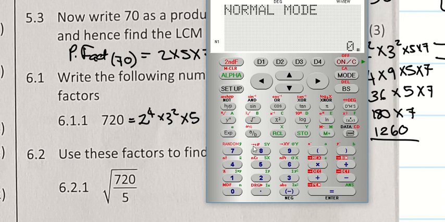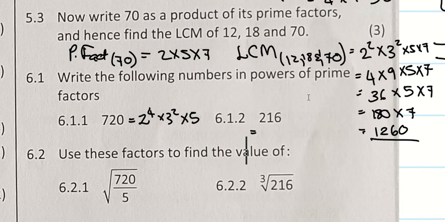Alright, so let's see, 2 times 2 times 2 times 2, that's 4 times 3 times 3 times 5 is equal to 720. So that's correct. Okay, that's 720, 216. Anyone wants to take a chance? Yes, I see your hand is up, my boy. What's your name?